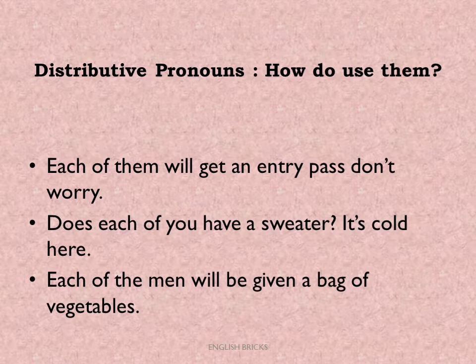Does each of you have a sweater? Because you is there, we have to use have there. Does each of you have a sweater? It's cold here. Again, singular. Does each of you, right? Each of the men will be given, I can also change it to each of the men is given a bag of vegetables. Will be given is in the future tense and is given is something that is happening. Alright, so understand when you use each of, it means singular or one individual at a time, though it is in a group.